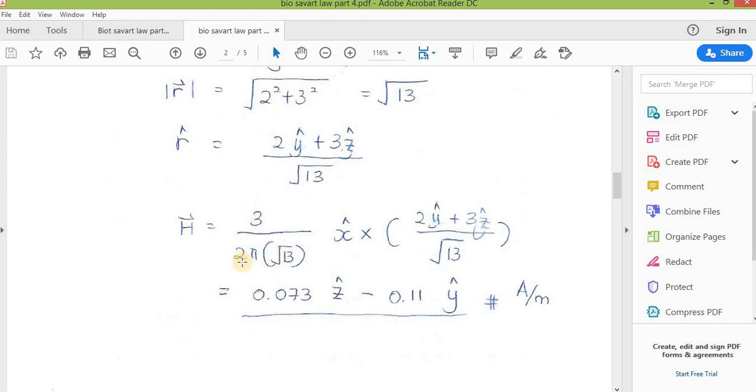This is the current over 2 pi R, then this is the direction of the current, which is dl, and this is the unit vector R that you obtained from here. So you cross product x and y, you get z, and x and z, you get negative y. Calculate as usual, and you will be able to get the magnetic field intensity, this one.